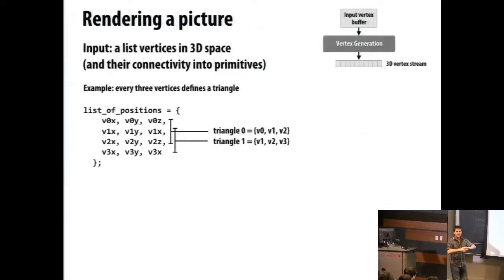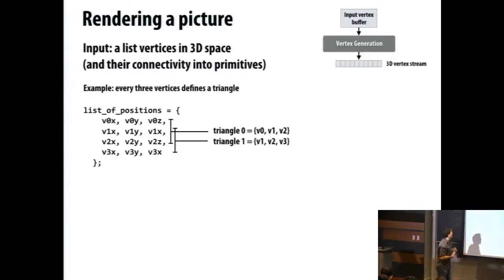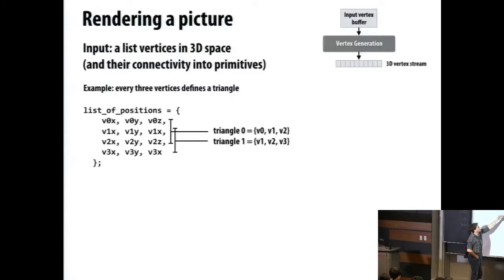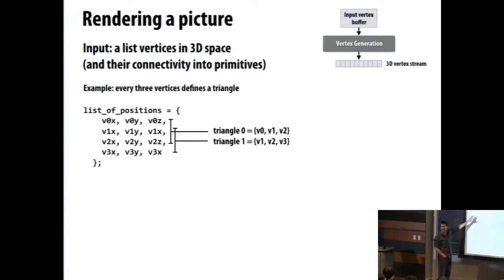So I told you we needed some vertices. And so the first thing is maybe the application provides the system with a list of vertex positions. So I have vertex 0 is XYZ, vertex 1 is XYZ, vertex 2 is XYZ, and so on and so on. And I can interpret this list of vertices. We could just say that I'll implicitly say that every 3 vertices corresponds to a triangle. So you can interpret this list of 4 vertices as defining 2 triangles. The first triangle is vertex 0, 1, 2. The next triangle is vertex 1, 2, 3. Does that make sense? So that's the input.